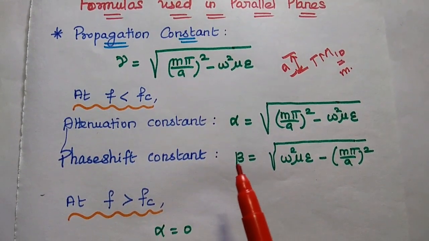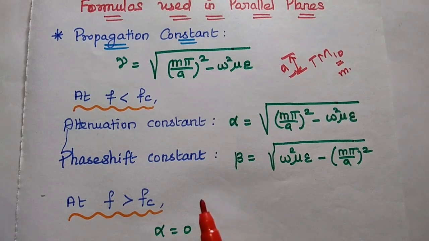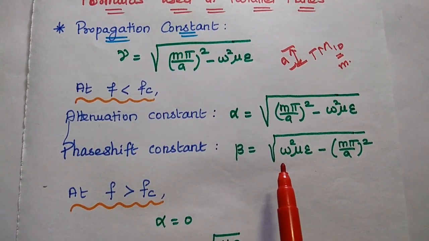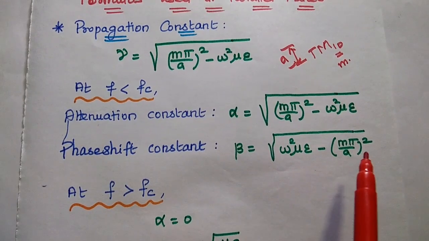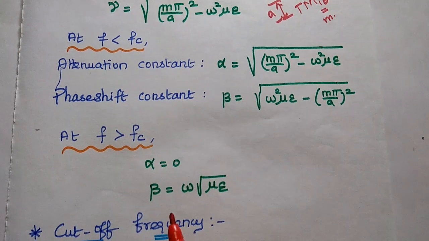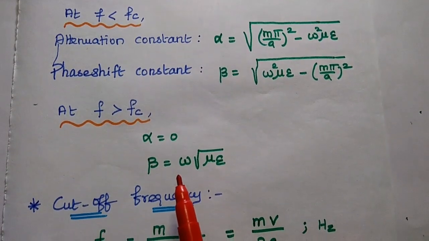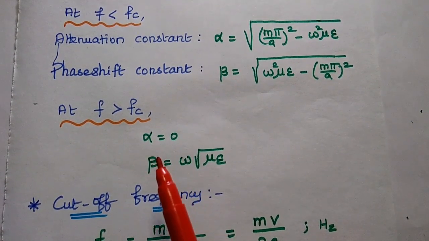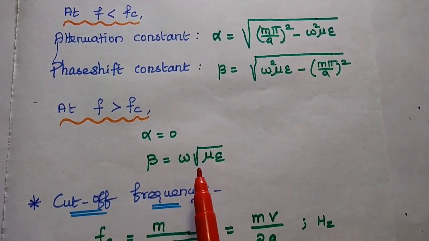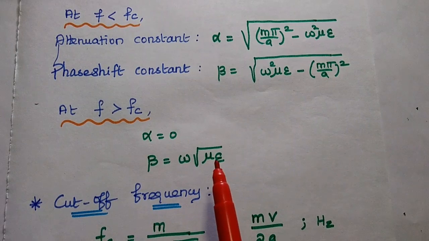If there is wave propagation, then the phase shift constant beta is equal to square root of omega squared mu epsilon minus (m pi by a) the whole square. Here we can consider the operating frequency greater than the cutoff frequency, then alpha is equal to 0, and beta is equal to omega into square root of mu epsilon.